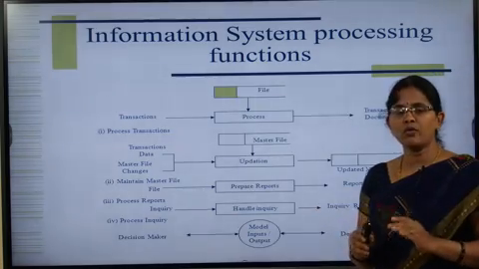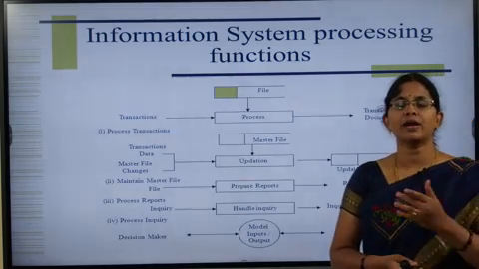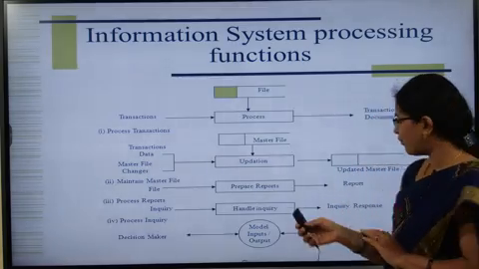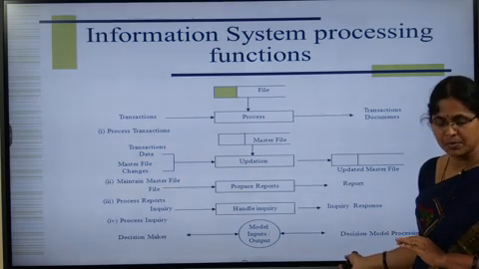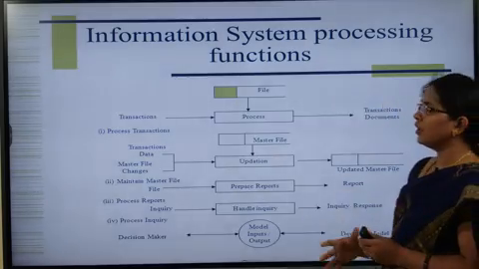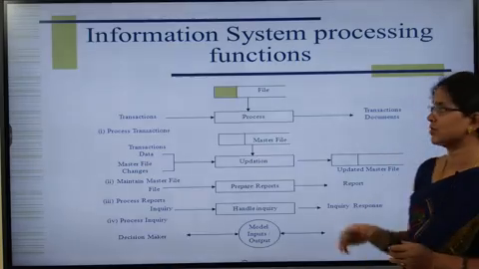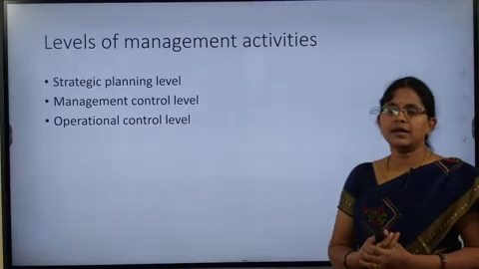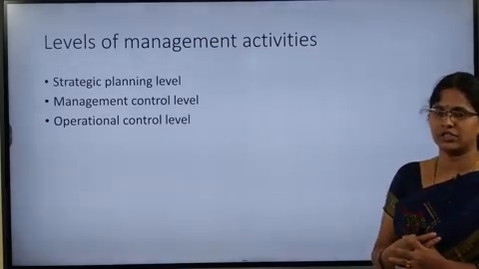In order to go for decision making, the top level management people first analyze the inputs and the outputs that are there in the organization, and finally they go for a decision making process. That's nothing but decision model processing. So this is how the information system processes all the functions. Next, that is level of management activities. This is the third activity.